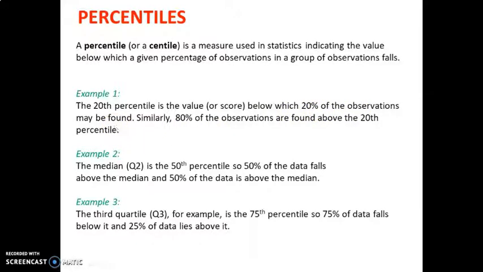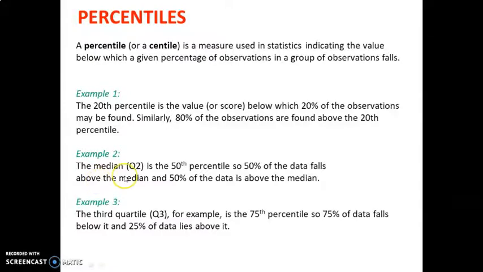Okay, so if you say 20th percentile, that means below that mark, 20% of the data can be found. And in contrast, 80% of the observations will be found above that, right? Because if 20% fall below that mark, then 80% will be above it.